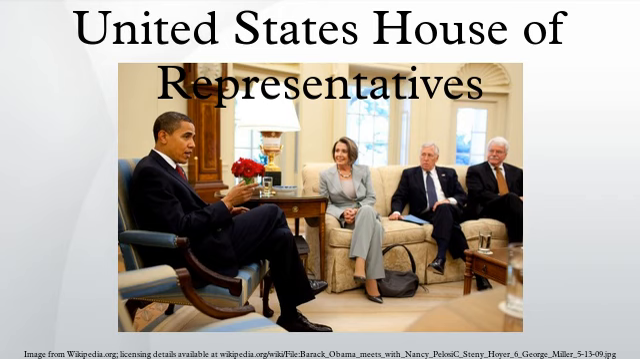Membership, Qualifications and Apportionment. Under Article I, Section 2 of the Constitution, seats in the House of Representatives are apportioned among the states by population, as determined by the census conducted every 10 years. Each state, however, is entitled to at least one representative.